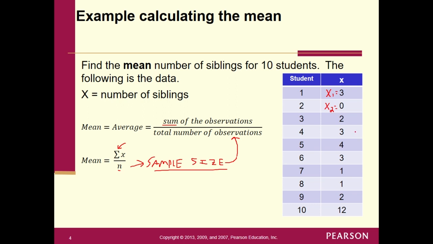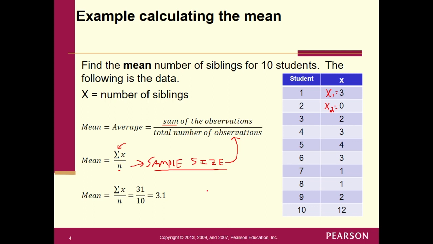So maybe get your calculator out, pause the video, and add these numbers up. Or maybe you can do it in your head. Then once you're done, come on back. So hopefully you've done that, and I got 31 for the sum here. And N is 10. Now why is it 10? Because we had 10 students, right? We had 10 observations for X. And so I got 3.1 here.